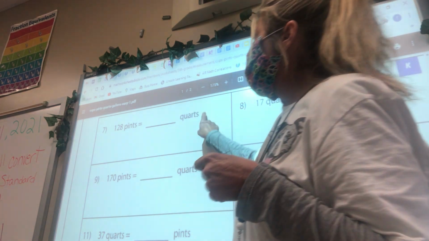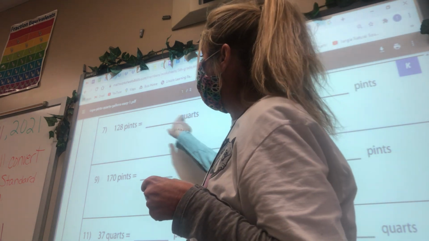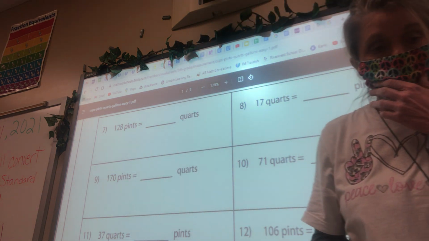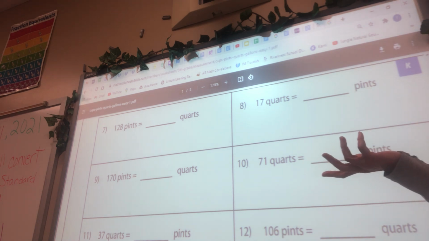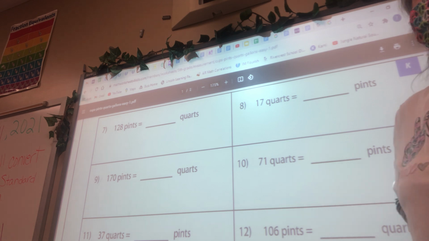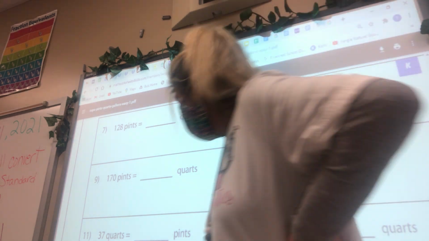Bigger units, so lower number. It's going to take less of a number of quarts to equal all these pints. Well, look at your sheet. Between the pints and quarts, I know I'm going to be dividing. What am I going to be dividing by? By 2. Why 2? Because there's 2 pints in a quart.